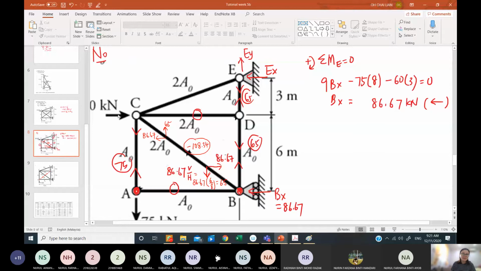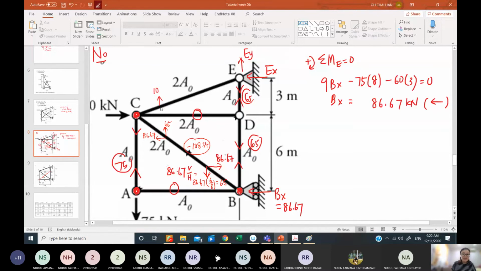So I move to C now, because I'm lazy to find EX and EY. So now I have 75 vertical going down, and I have 65 going up. So how about the vertical unknown in CE? Do you think it's going down or going up? Going up, yeah. How much? 10. 10, thank you, because 10 plus 65 minus 75 equals 0.